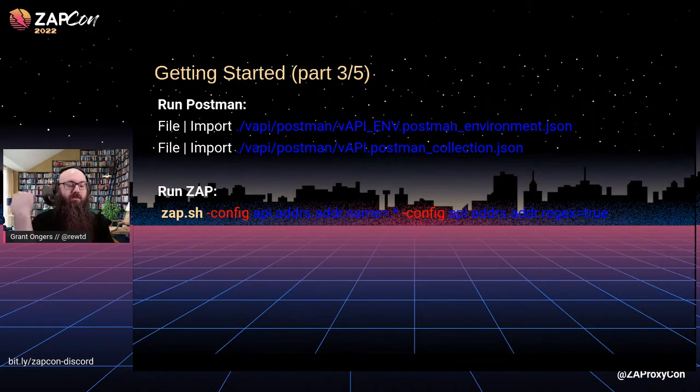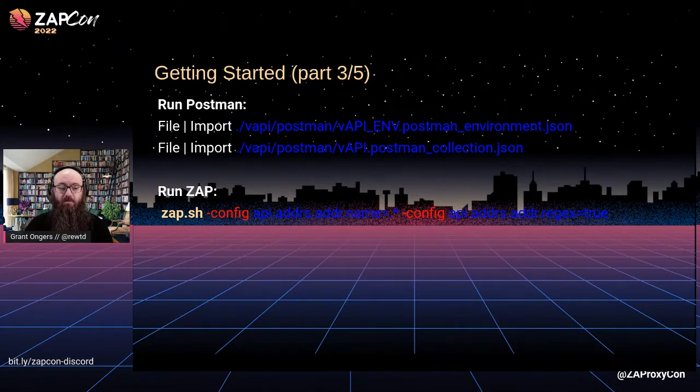Once you've got the API downloaded, you'll find that there are two files available in the VAPI Postman directory. It's the environment and the collection. You're going to import those two JSON files. It will give you the collection of APIs so that we can hit those, and it'll also give us the environment setup. It basically just creates an empty environment with some switches in there.